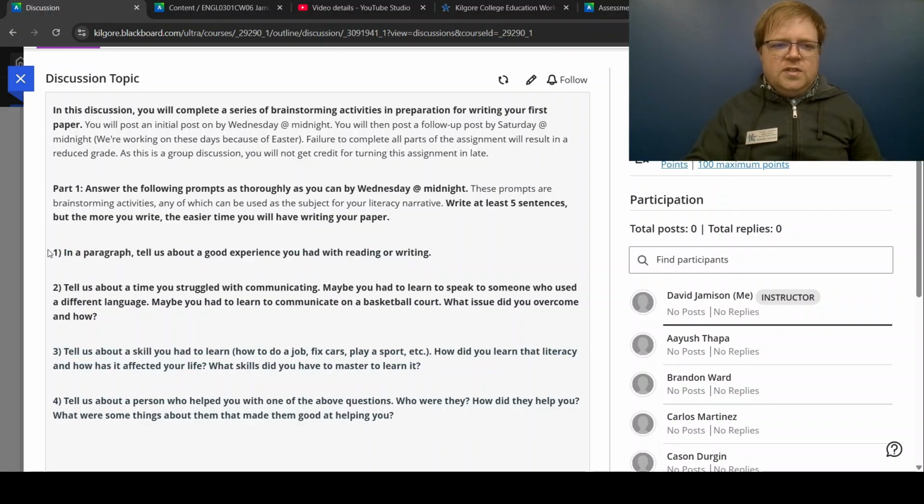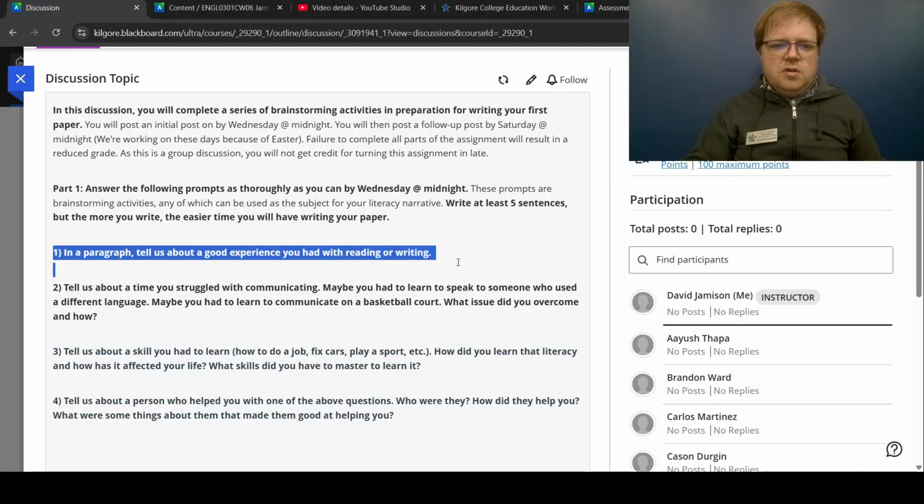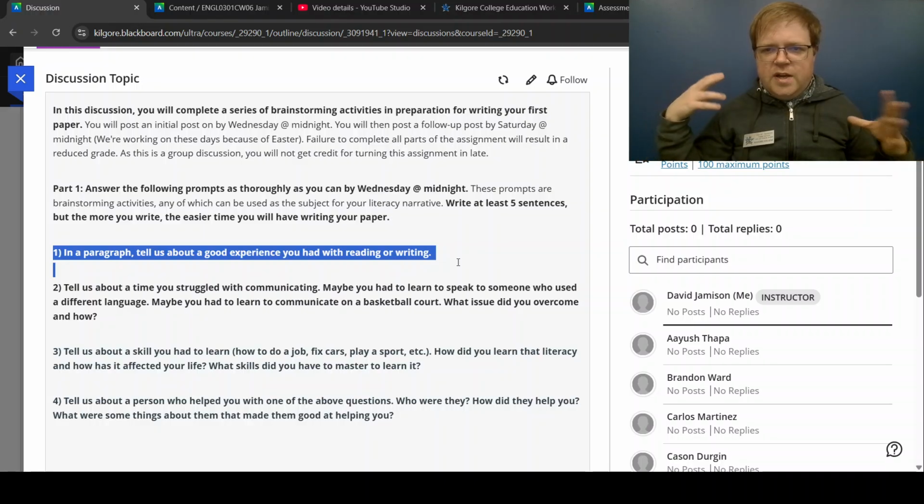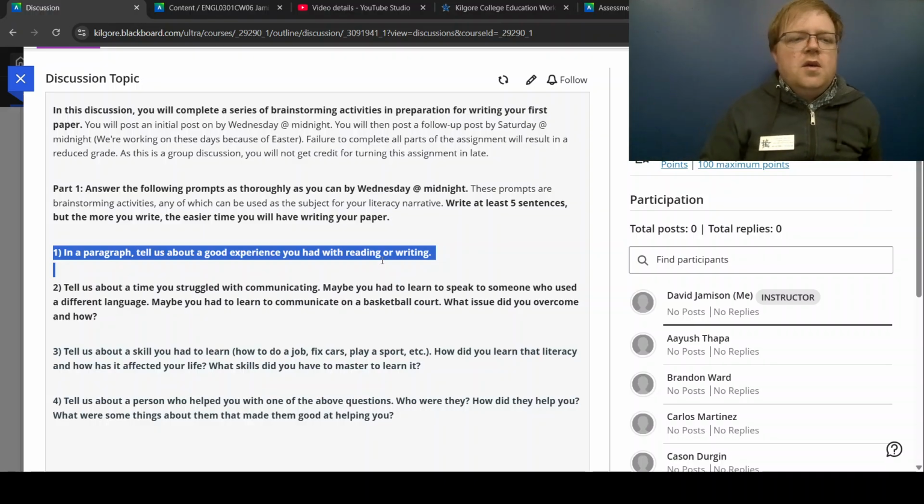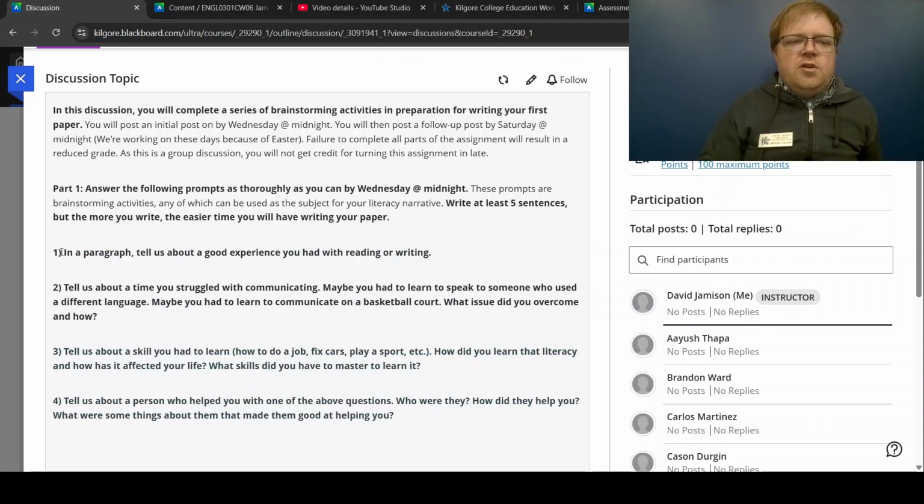So any one of these discussions would be a perfectly good thing to write your entire literacy narrative about. For the purposes of this one, though, you just have to write a short paragraph. So number 1 here, in a paragraph, tell us about a good experience you had with reading or writing.